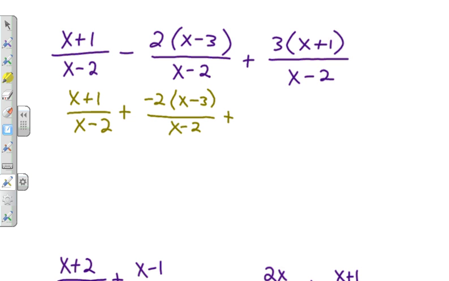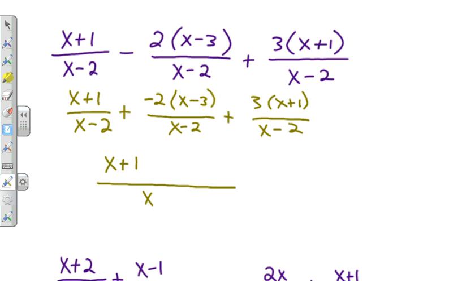I'll just leave that alone for a second. So what I did was I changed all the subtraction to adding a negative, right? So I have x plus 1, I'll make this one big numerator now. What's next? Negative 2x plus 6. That'll be 3x plus 3.